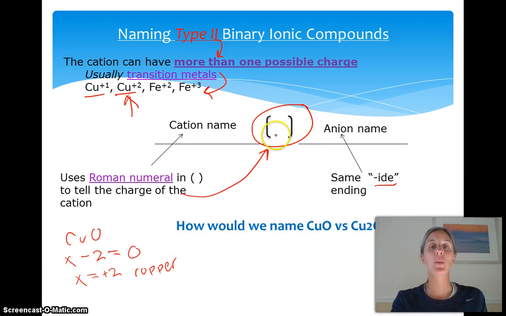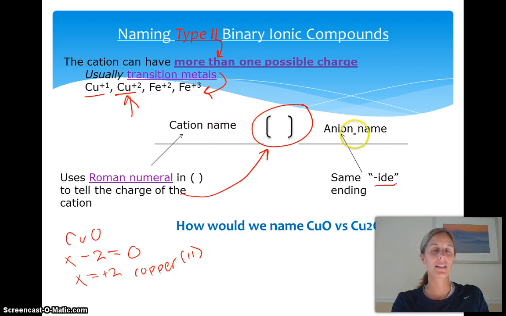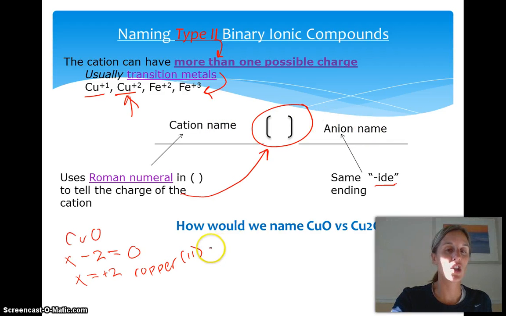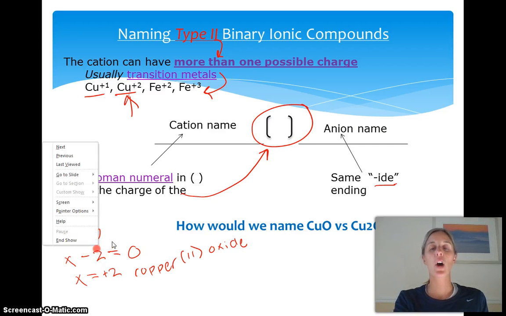But the difference is we have to give the Roman numeral charge. Since we just solved for it as +2, the 2 goes in parentheses. So copper 2 is going to be the cation name, and the anion gets named the exact same way we did before. We changed the oxygen to an oxide. So how is CuO different from Cu2O?